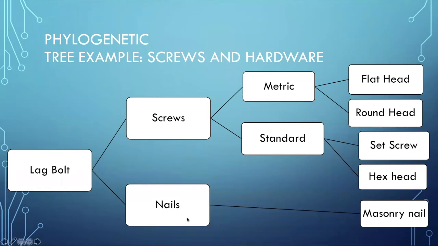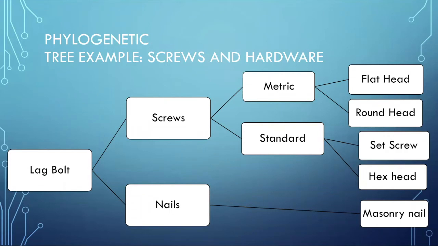So the nails is actually our outgroup, and it goes into a masonry nail, and it can continue to go off into deck nails. And the screws is our big clade that we are focusing on, and so it diverges through cladogenesis into metric and standard measurements. And this is just determining how the thread is organized.